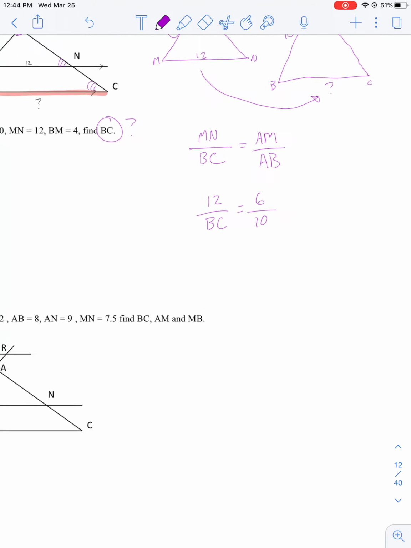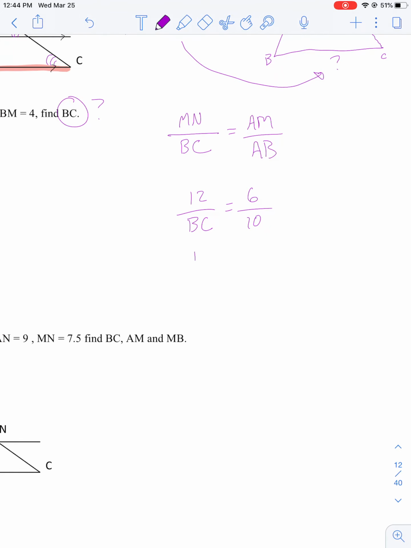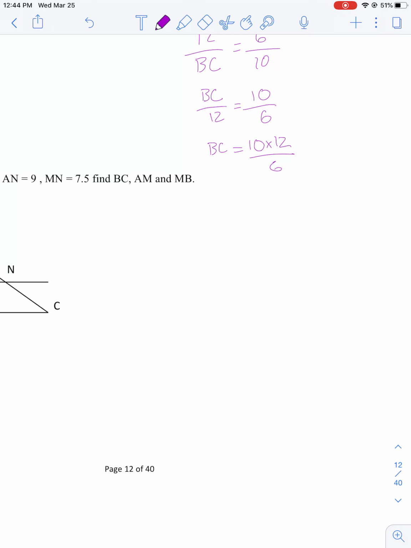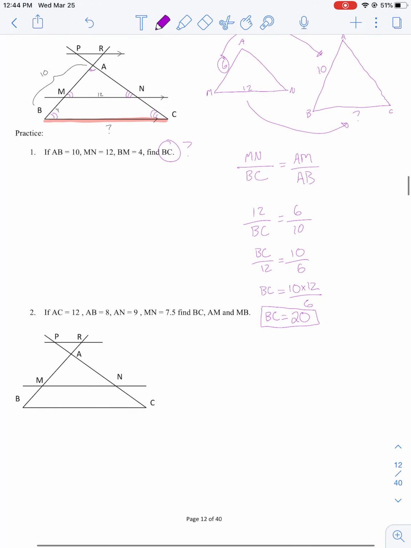So I don't like my unknowns on my denominator, so I'm going to flip both my fractions, make it nice and easy for me. That's a trick you'll probably use quite a bit this unit. Once your unknown is on the numerator, it's significantly easier to solve. Multiply both sides by 12. So I'm going to have BC is equal to 10 times 12 divided by 6. 10 times 12, 120. 120 divided by 6. Looks like we've got 20 times that will go in. So our length of BC needs to be equal to 20.